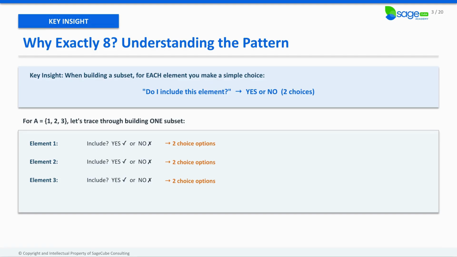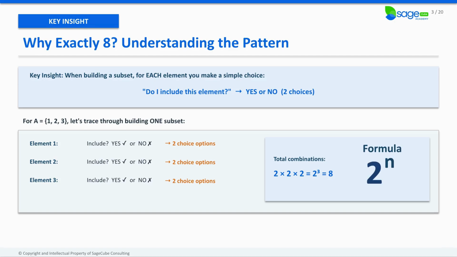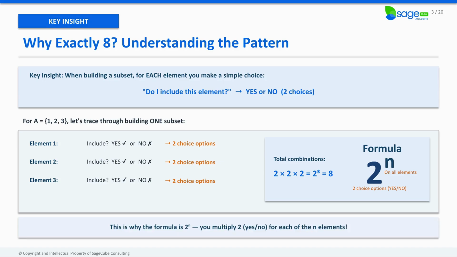Because every element contributes exactly 2 options. That's why the formula is 2^n, not 3^n, not n^n, but always 2, because the choice is always yes or no. Do we see why that works? So the formula is 2^n. Let's run some examples.